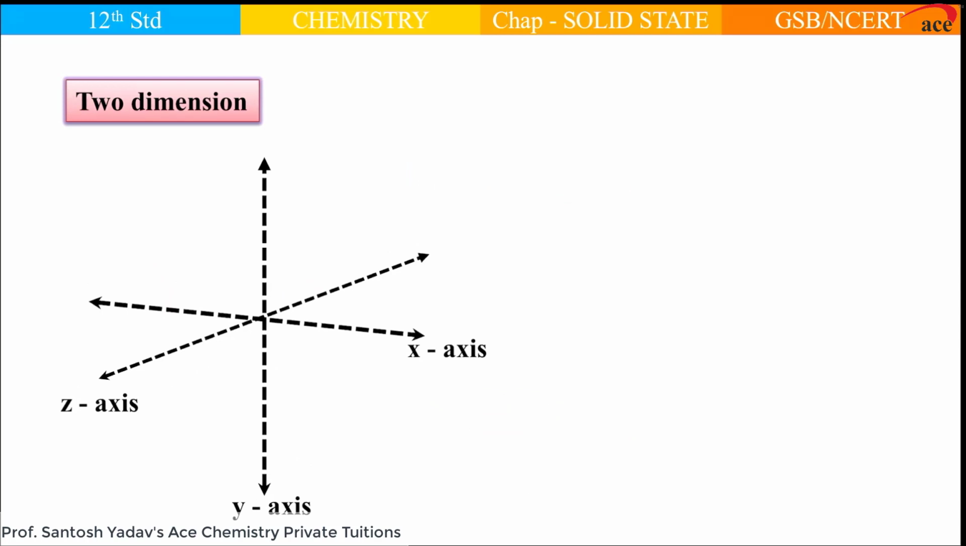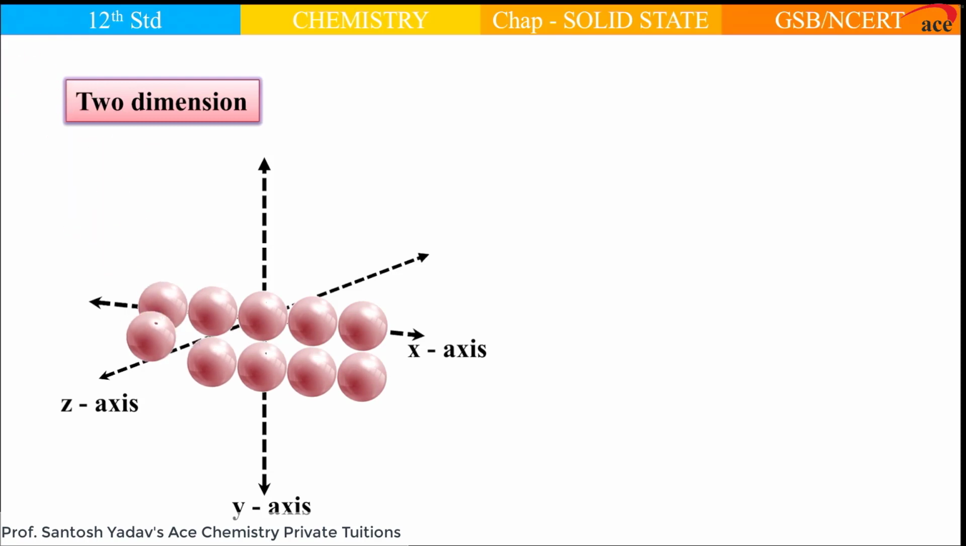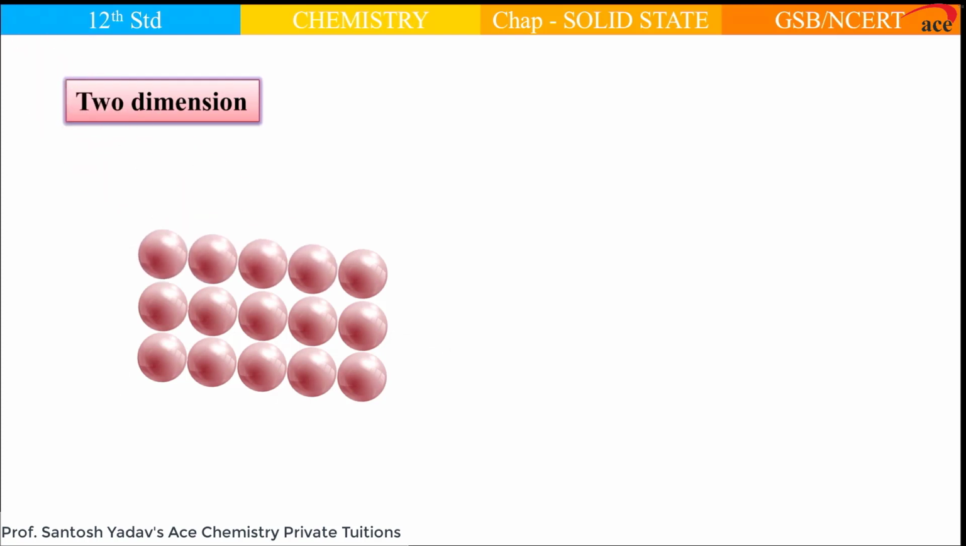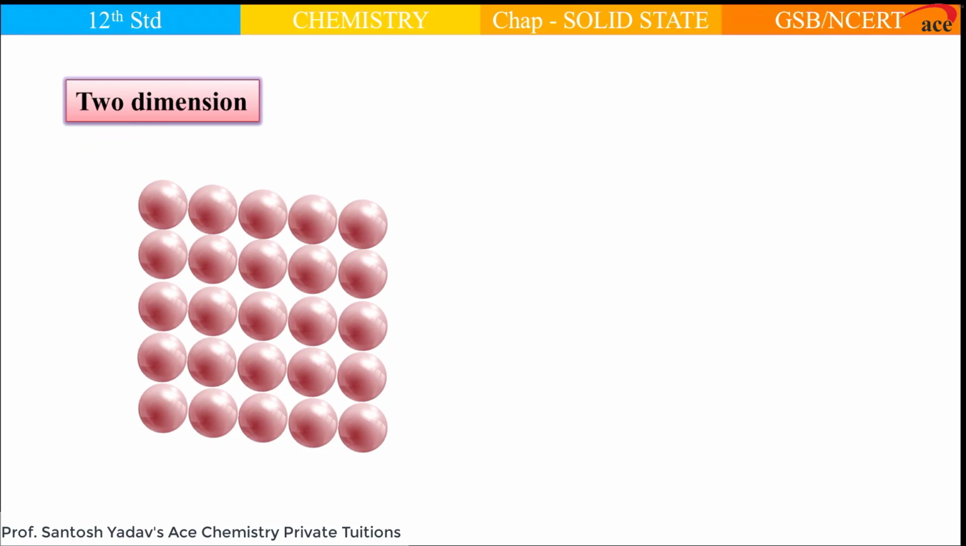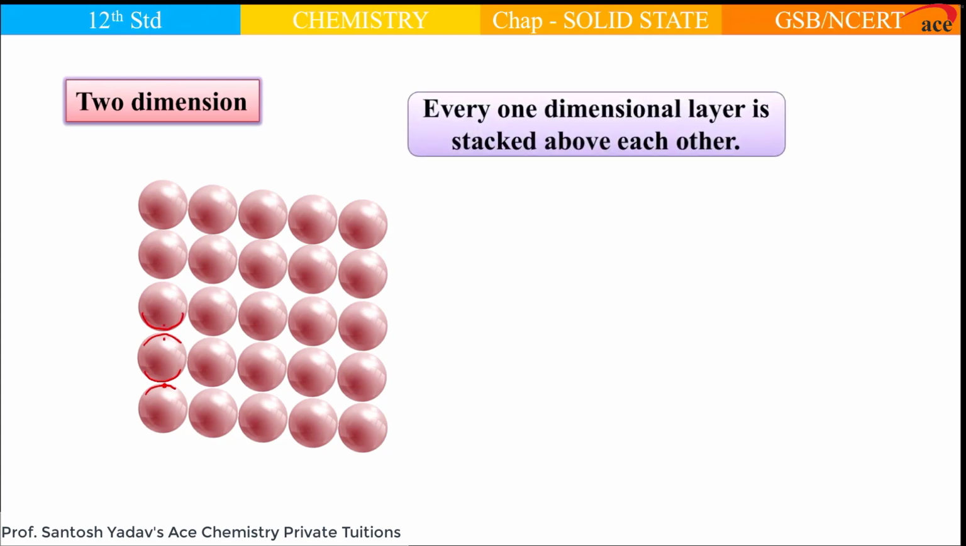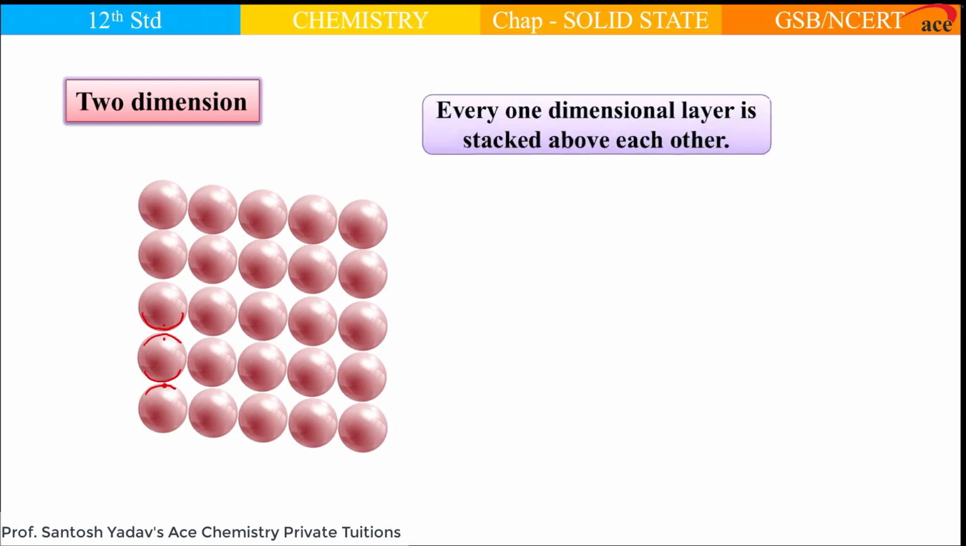Now we go to the two-dimensional arrangement. In the two-dimensional arrangement, another set of spheres comes up, that means along the xy axis. If you go on doing that arrangement, this is the two-dimensional arrangement. This is the simplest two-dimensional arrangement that we can visualize. Exactly on the top of it, another layer is arranged. Remember this type of arrangement: every one dimensional layer is stacked above each other.